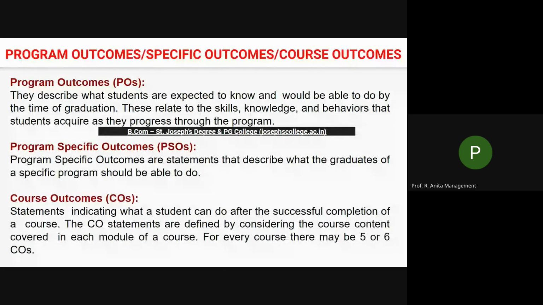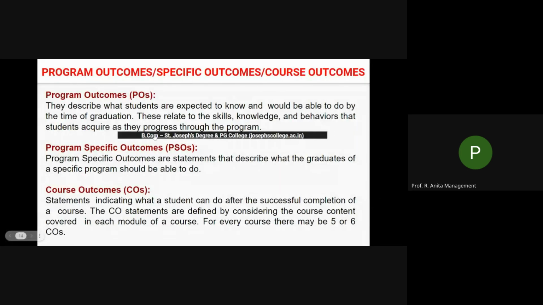Now, how are you going to evaluate them? By the outcomes that have been achieved: program outcomes, program specific outcomes, course outcomes. These should be on your website. If you see this post on our website, we have clearly given the program educational objectives, then program outcomes, and then program specific outcomes, where we try to tell the student these are the things you need to achieve at the end of your course, at the end of your program.